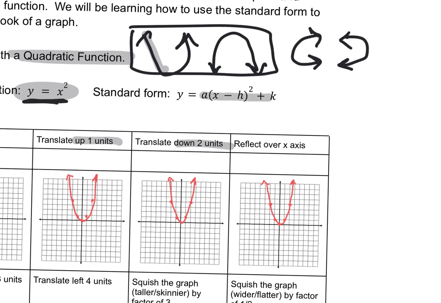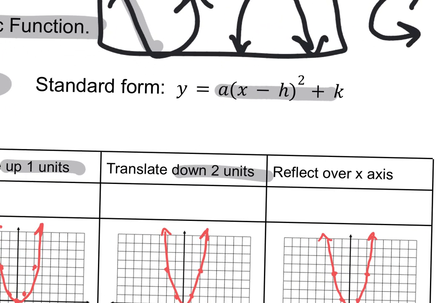Okay, and each piece there has a different piece of information that it tells us, okay? This number out in front right here, I want that to be a pen. That number A out in front, whatever is out in front of the parentheses, does a couple of things. It stretches, well, let's not call it stretches. It can make the graph taller and skinnier.